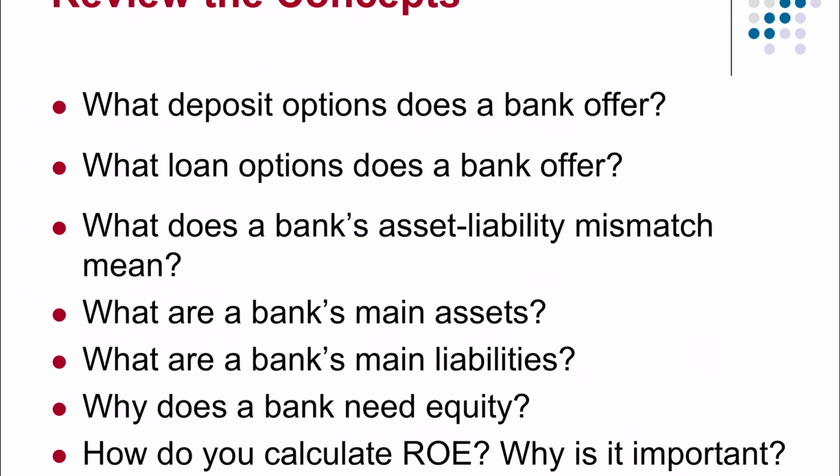And then how do you calculate ROE? Net income divided by total equity. We also broke it down into ROA times the equity multiplier, and then one step further and said that ROE can be broken down into profit margin times asset utilization times the equity multiplier. And why is it important? Well, it's important because it is a key measure of a bank's profitability.